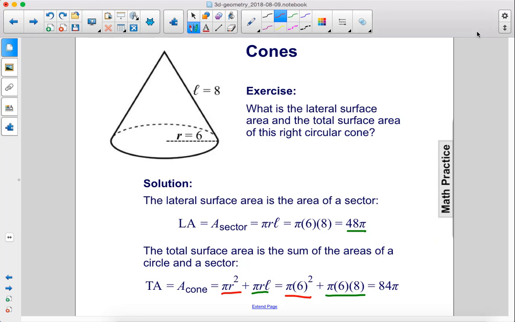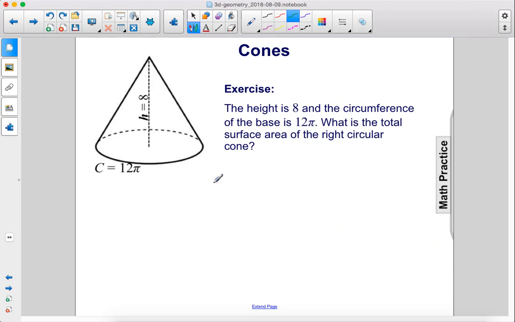Here's another exercise. The height is 8 and the circumference of the base is 12 pi. What is the total surface area of the right circular cone? Alright, so first let's solve for the radius. If we know that circumference equals 2 pi r, and in this case that equals 12 pi, so let's solve for r. The pi's cancel, and then we divide both sides by 2, and we get a radius of 6.